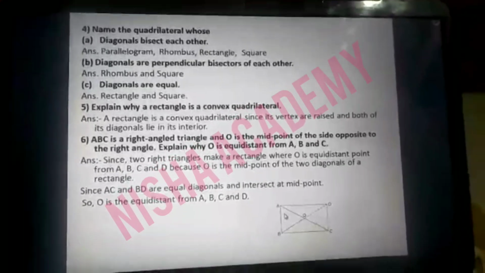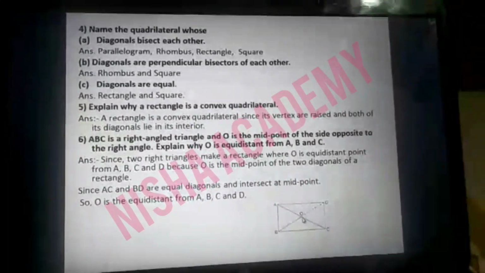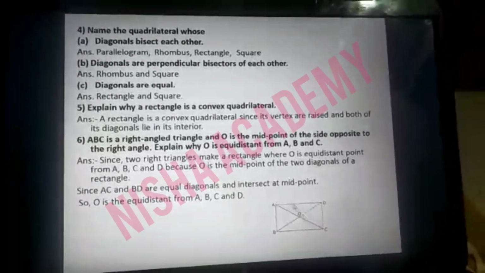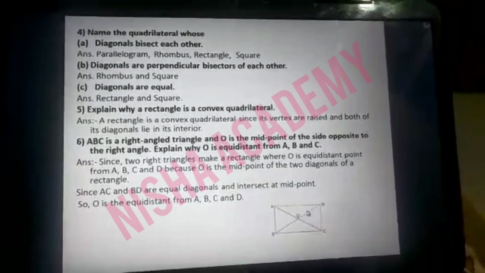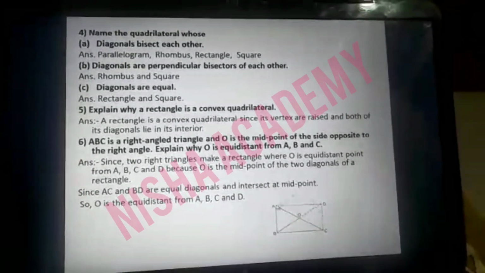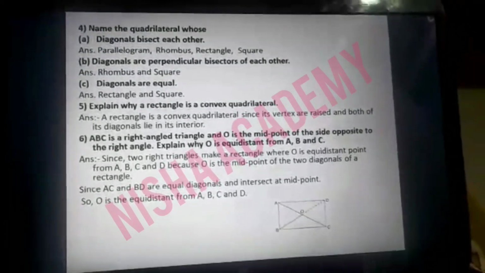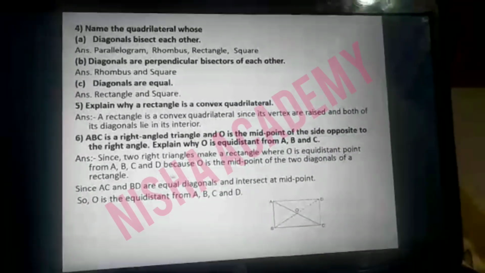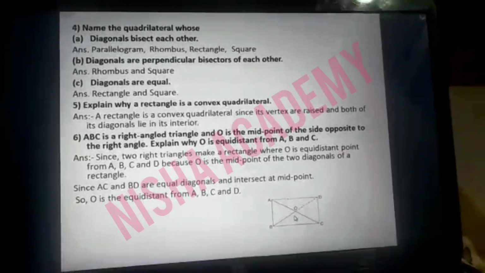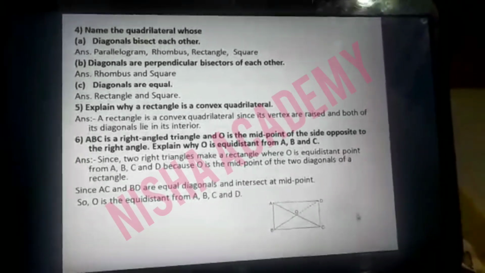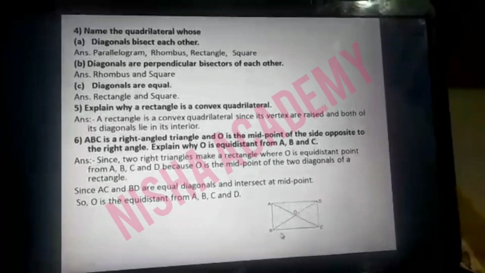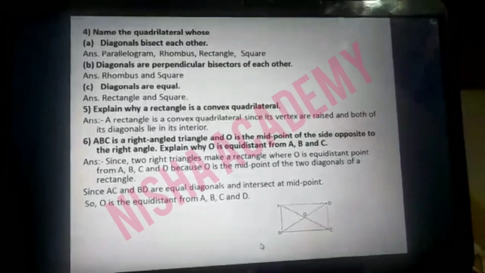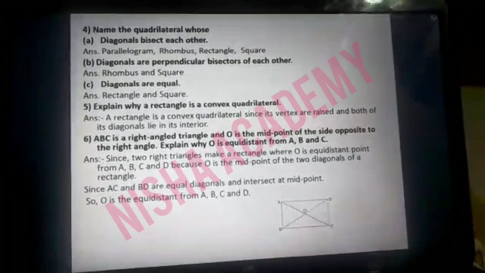Sixth, ABC is a right angle triangle and O is the midpoint of the side opposite to the right angle. You can see here it is a right angle and O is the midpoint. Explain how O is equidistant from A, B and C. To explain that, we would draw another right angle and this would form a rectangle. Since two right angles make a rectangle, O is equidistant from A, B, C, D, because O is the midpoint of the two diagonals. Since AC and BD are equal diagonals, we can say that O is equidistant from A, B, C and D. So this was the end of exercise 3.4.